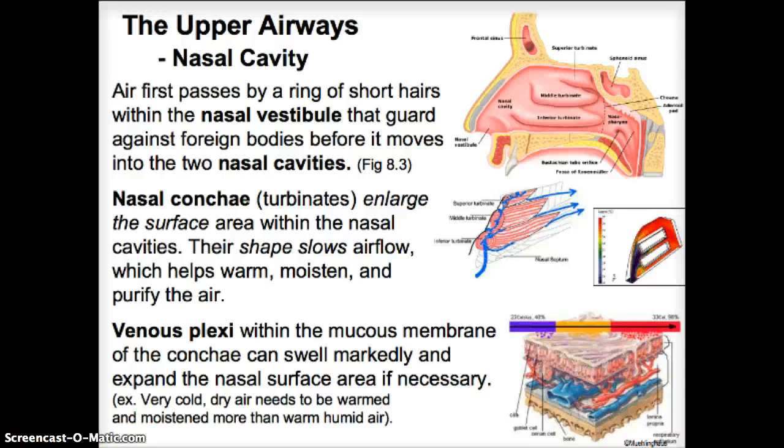Venous plexi within the mucous membrane of the concha can swell markedly and expand the nasal surface area if we need to. So this is where we get the warming from these venous plexi. It's not just the surface area, it's also the fact that we can engorge that area with warming blood if necessary.